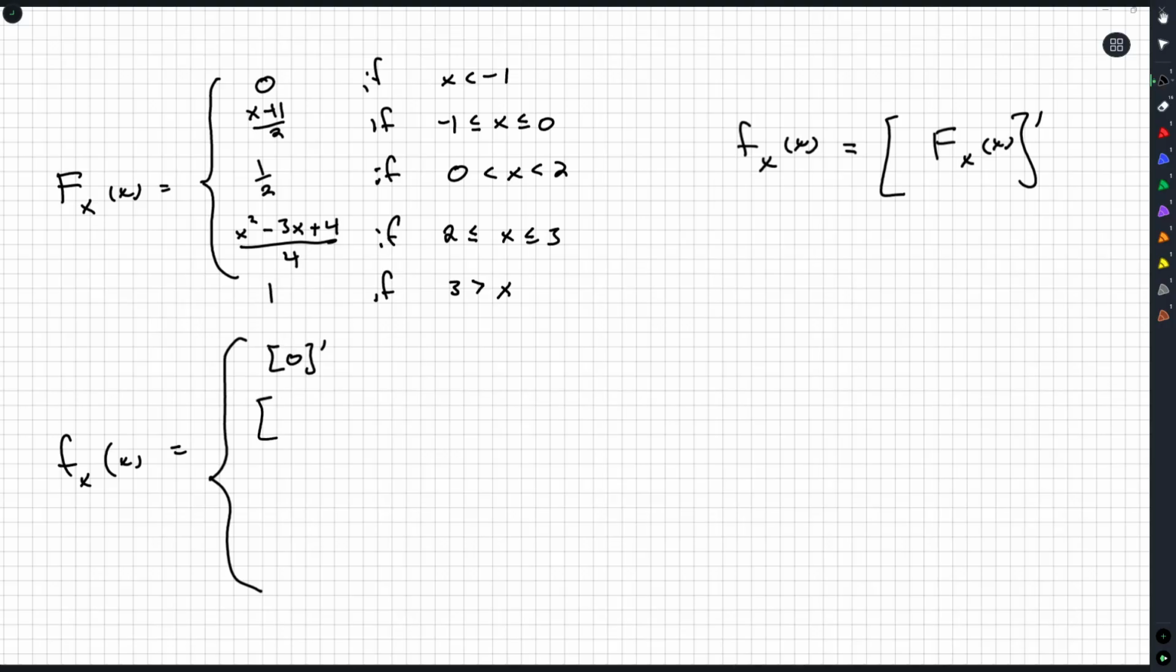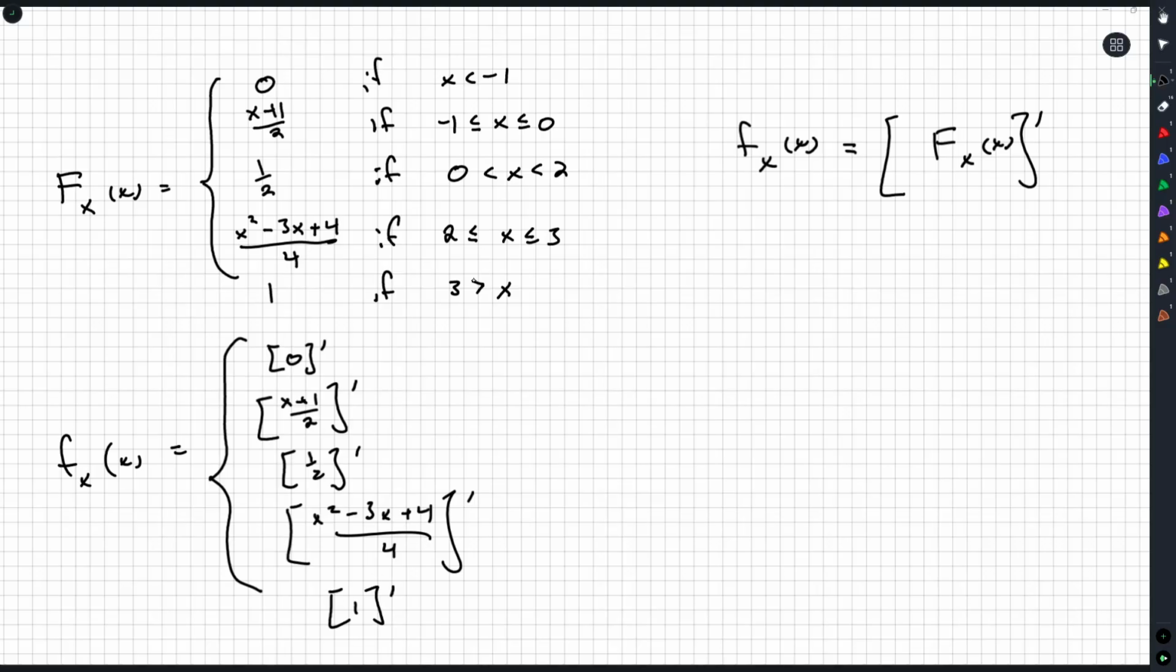So we'll differentiate 0, which is just going to be 0. x plus 1 over 2. We'll differentiate 1/2. Differentiate the quadratic piece. And finally, differentiate 1. I'm going to drop copying the if part. We're just worried about the differentiation. We'll bring those in a moment.